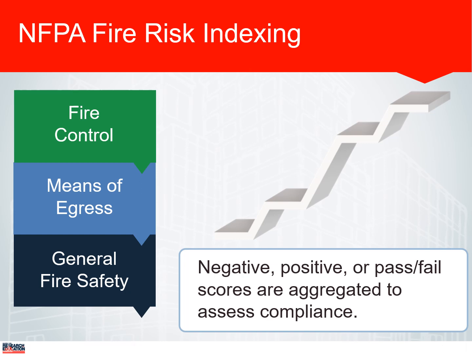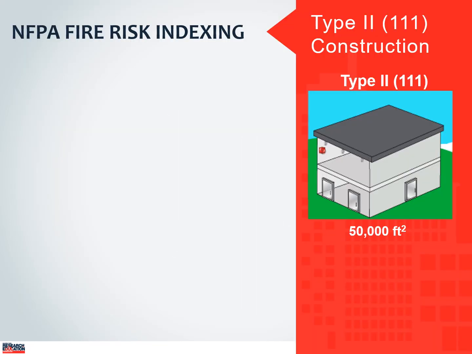To clarify, the scores must be achieved in each of the categories. While a building might achieve excess points in one of these categories, it still must meet the minimum in the other two in order to be deemed compliant.